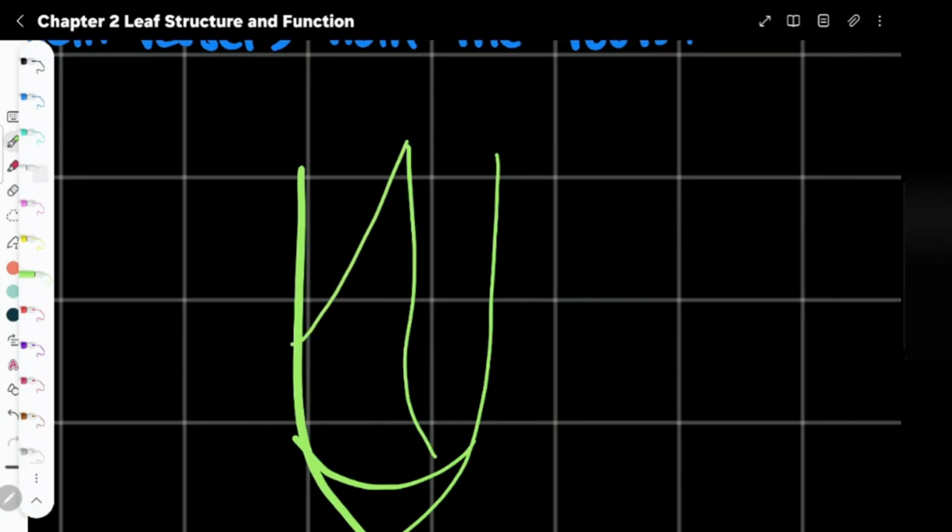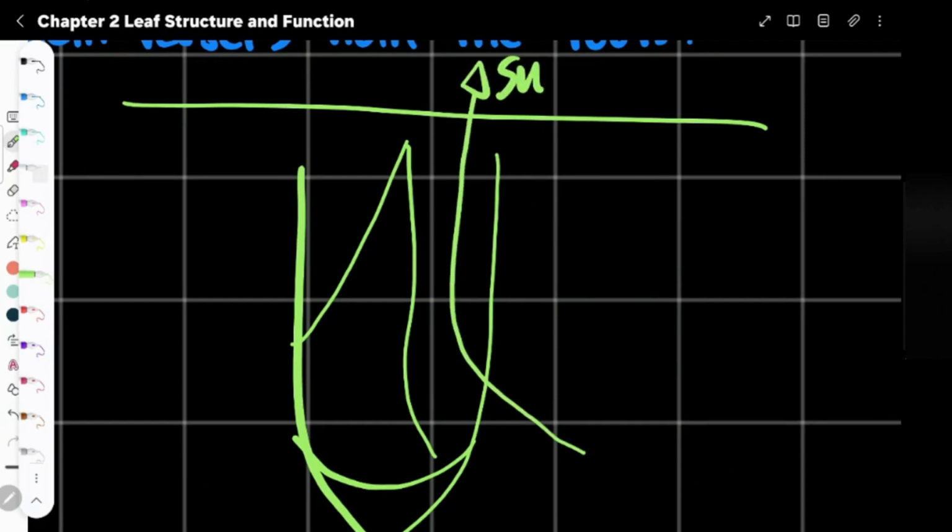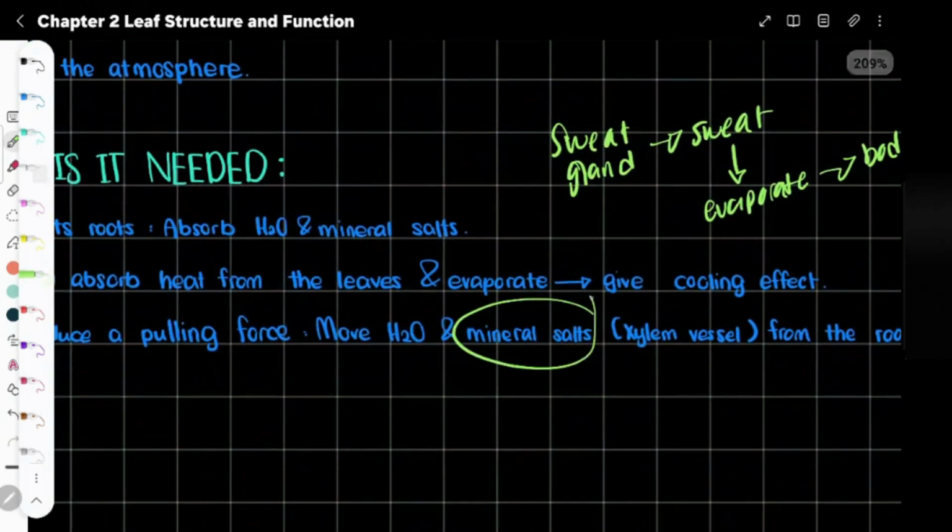Transpiration is the form of water loss by evaporation. So you can think of it as gravity except opposite. The water will actually go to the sun. Think of it as gravity except reversed. That's why it will produce a pulling force. You know why? Because all the water from the ground will go upward to the sun. That's the meaning of pulling force. And also the mineral salts.